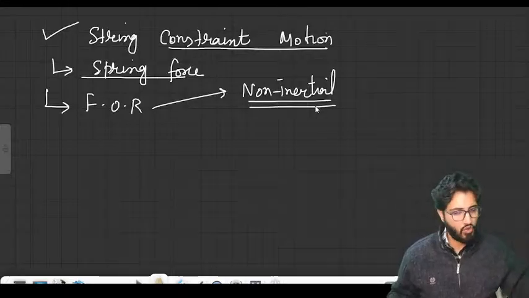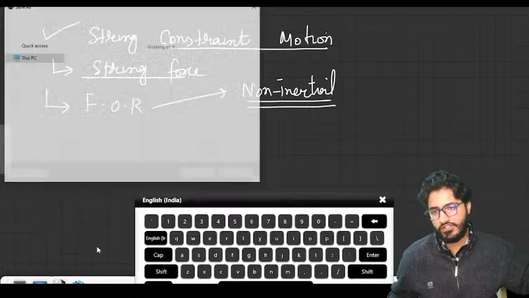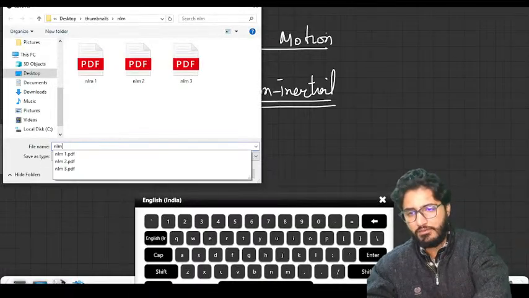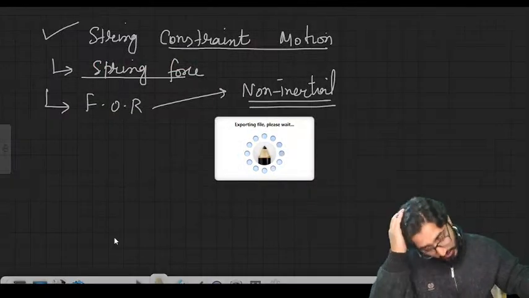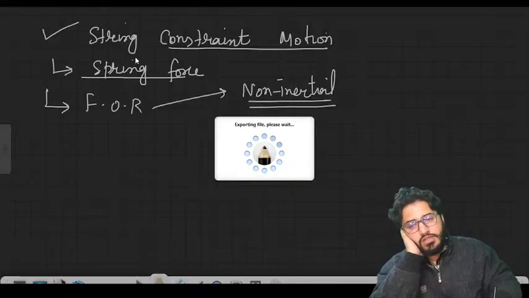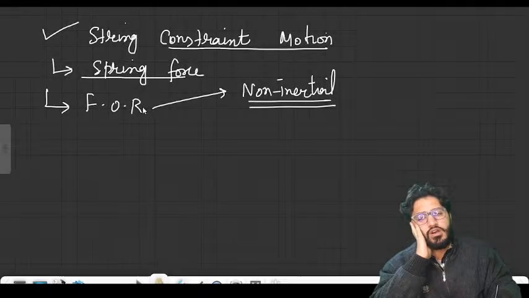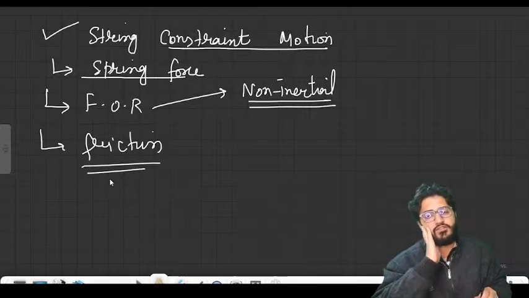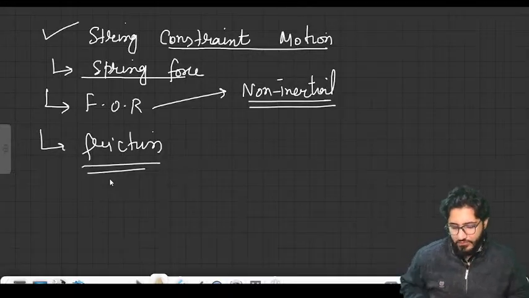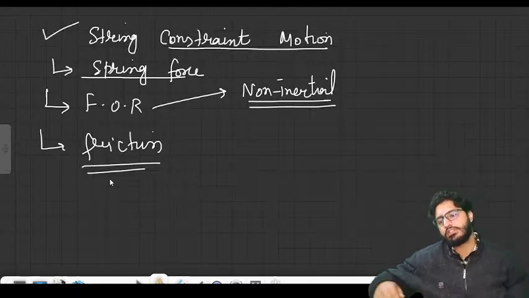Today we discussed more than enough. Okay, I will save the PDF first of all. It is NLM 4. Now we are left with how many topics? String constraint motion, spring force, non-inertial frame, then friction. Only these many topics are left now. I will try to complete it within 2 or 3 days. Then we will start circular motion.